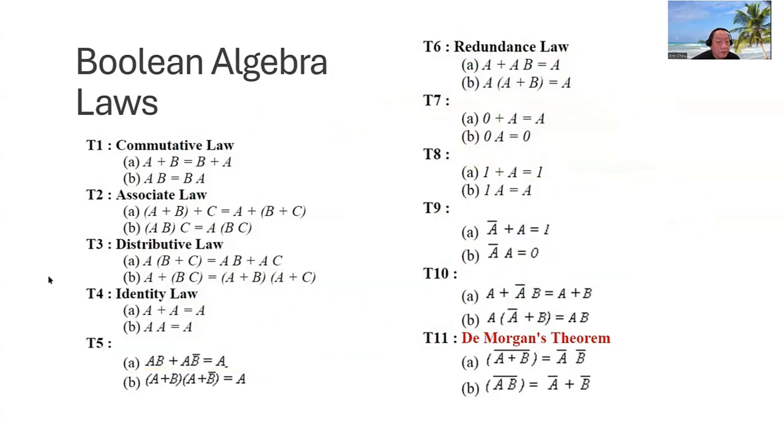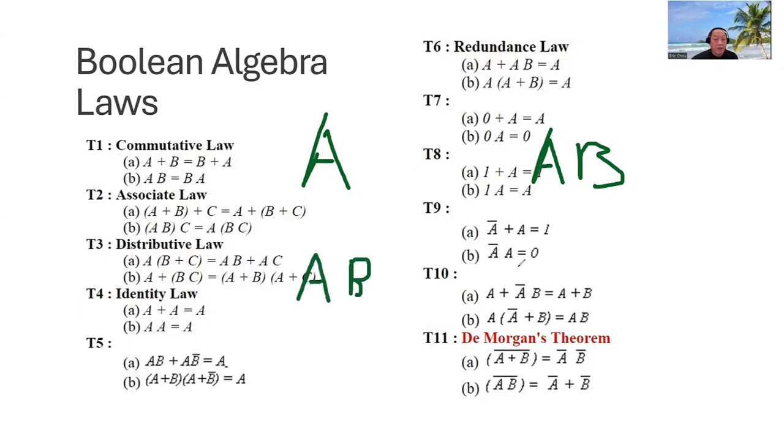Okay, one more question. This one is for Leo. We have a set A and a set AB. Which one is bigger? A is bigger. We have a set AB and a set ABC. Which one is bigger? AB. AB is bigger. Okay.